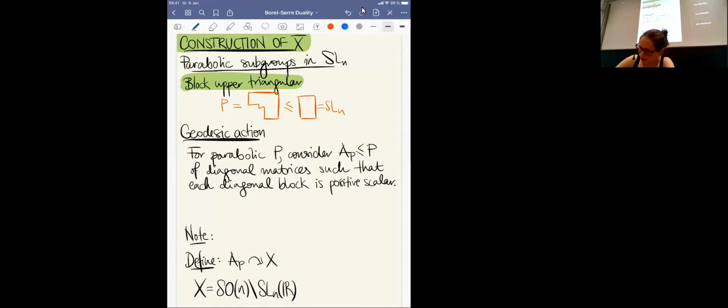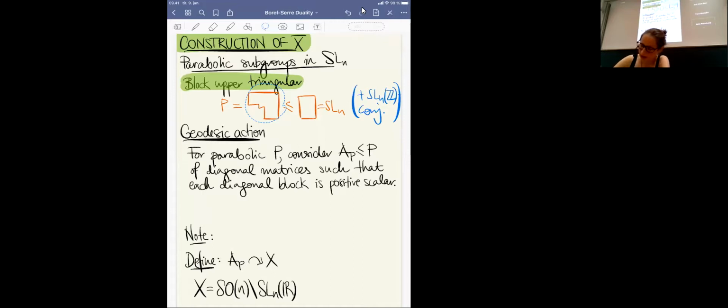I also need to take all the SLNZ conjugates of these. But for illustrative purposes, it's really enough to look at these block upper triangular subgroups. So I'm going to ignore this SLNZ action because it'll come in various places, but you can really just focus on these block upper triangular subgroups.